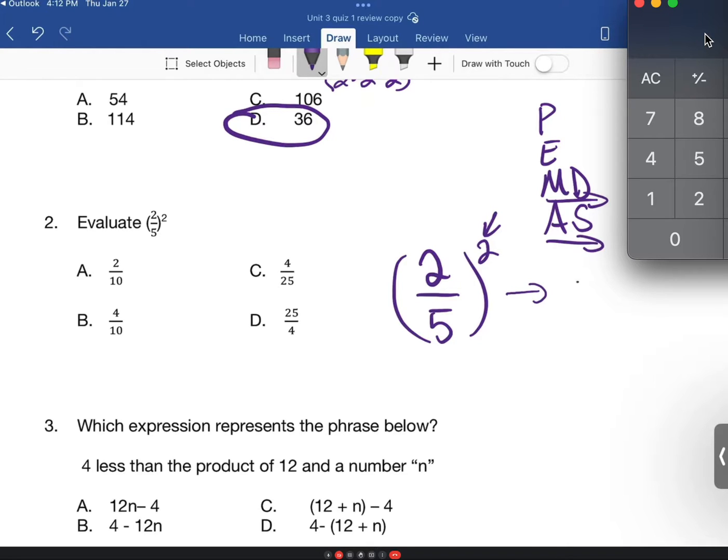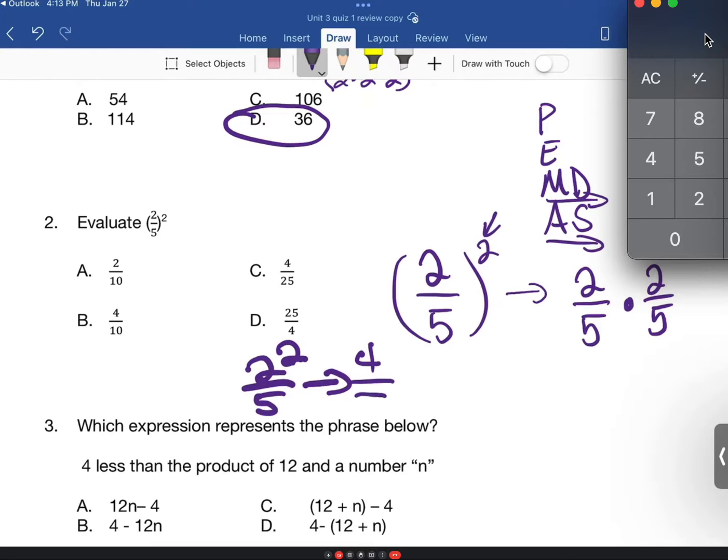So to evaluate this, it becomes 2 over 5 times 2 over 5, right? Because we are squaring everything in there. This is not the same. This means 2 squared, so it's 2 times 2 over 5, right? So that's 4/5. That is not the same as 2/5 squared. 2/5 squared, right? Let's solve it. 2 times 2 is 4. 5 times 5 is 25. That is not the same.